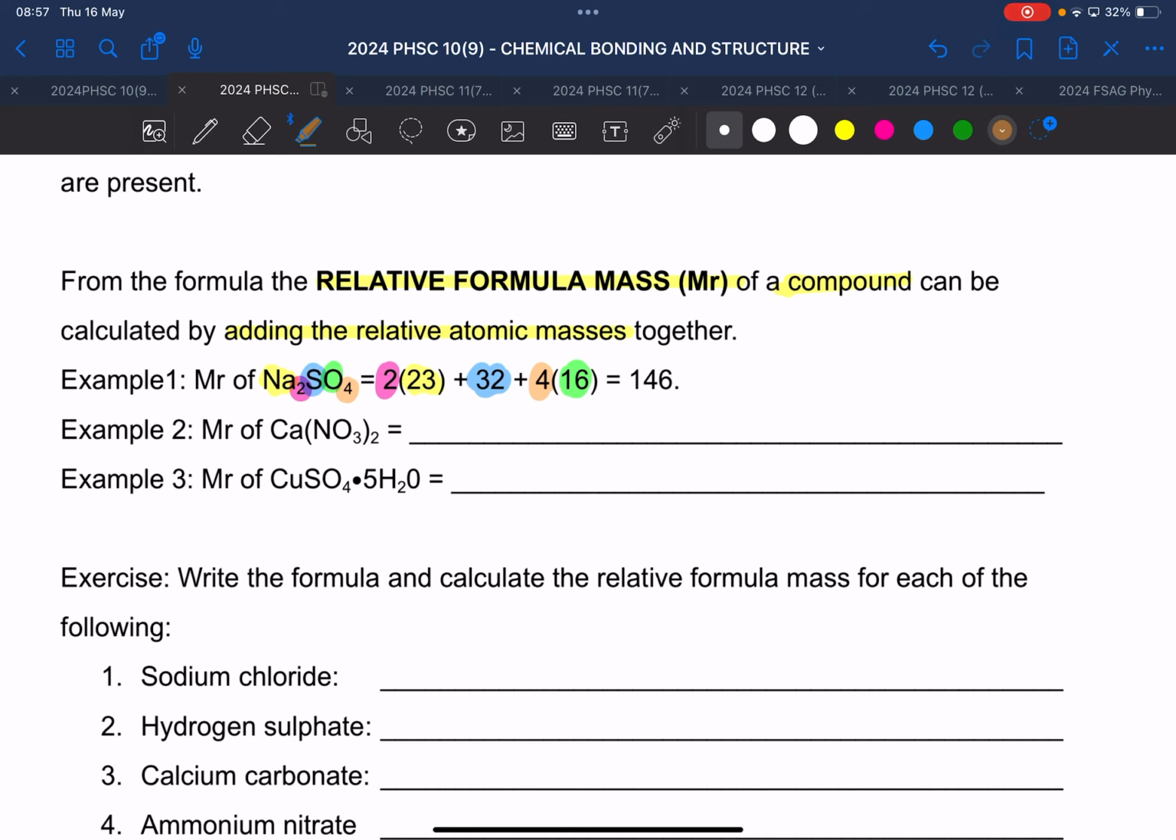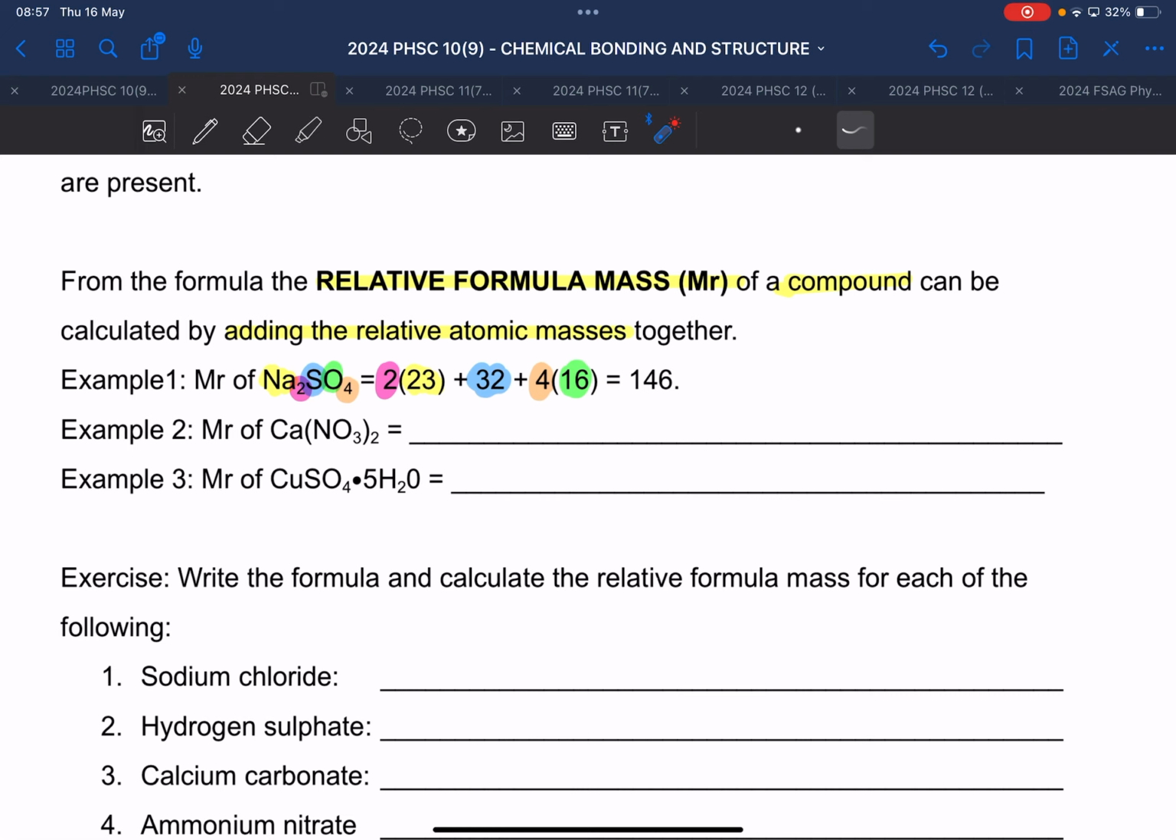Yes. The 32, what is it for? That's this 32. It's for the sulfur. It's the relative atomic mass for sulfur. 4 times 16 is for the oxygen, 16 because it's the atomic mass of our oxygen, and 4 times because there are 4 oxygens.